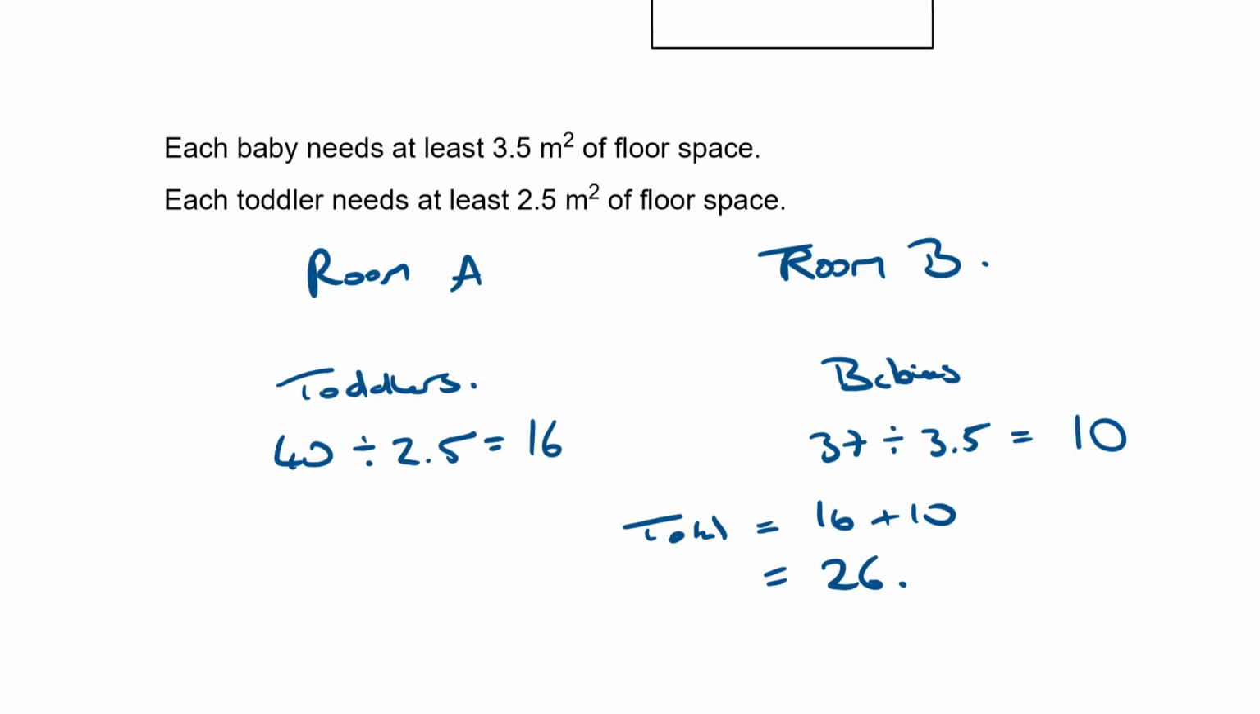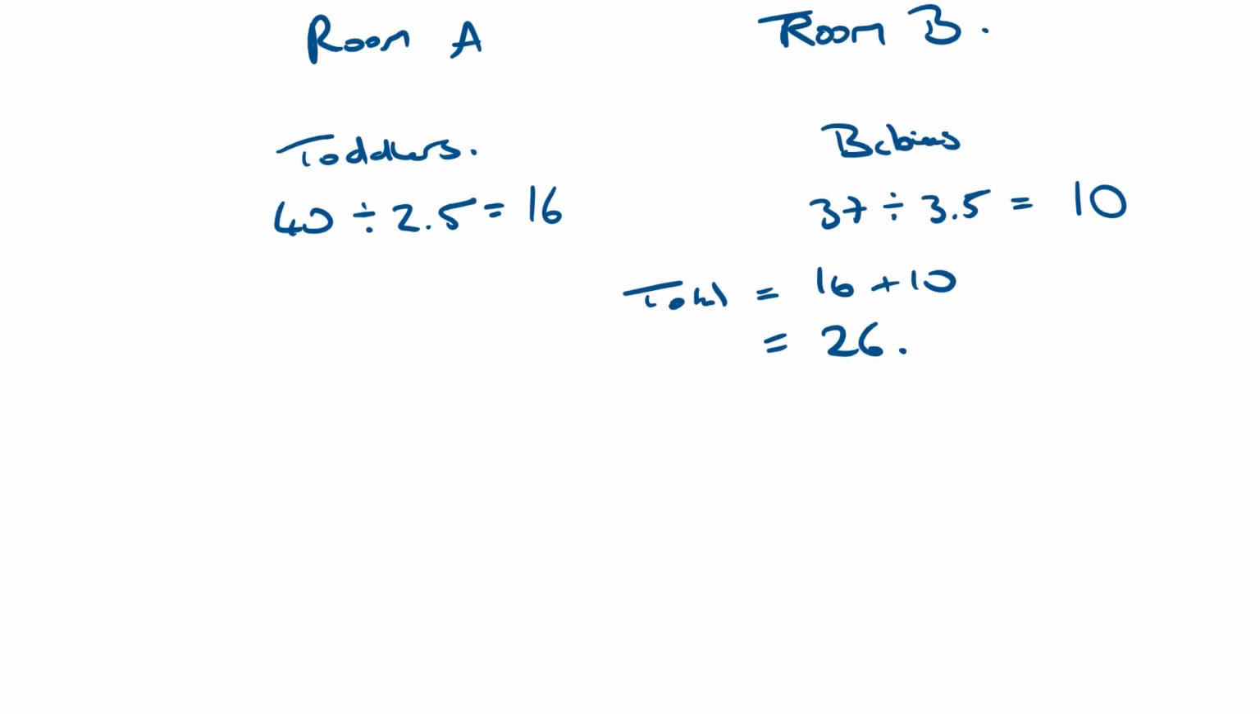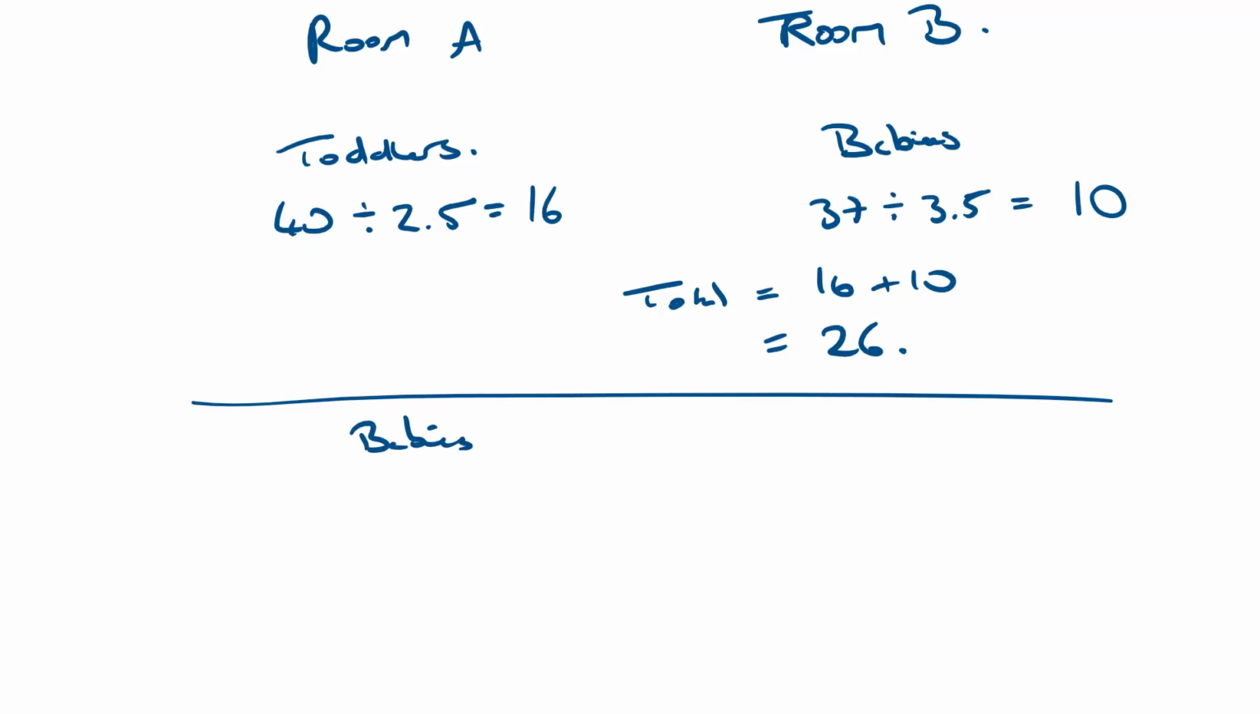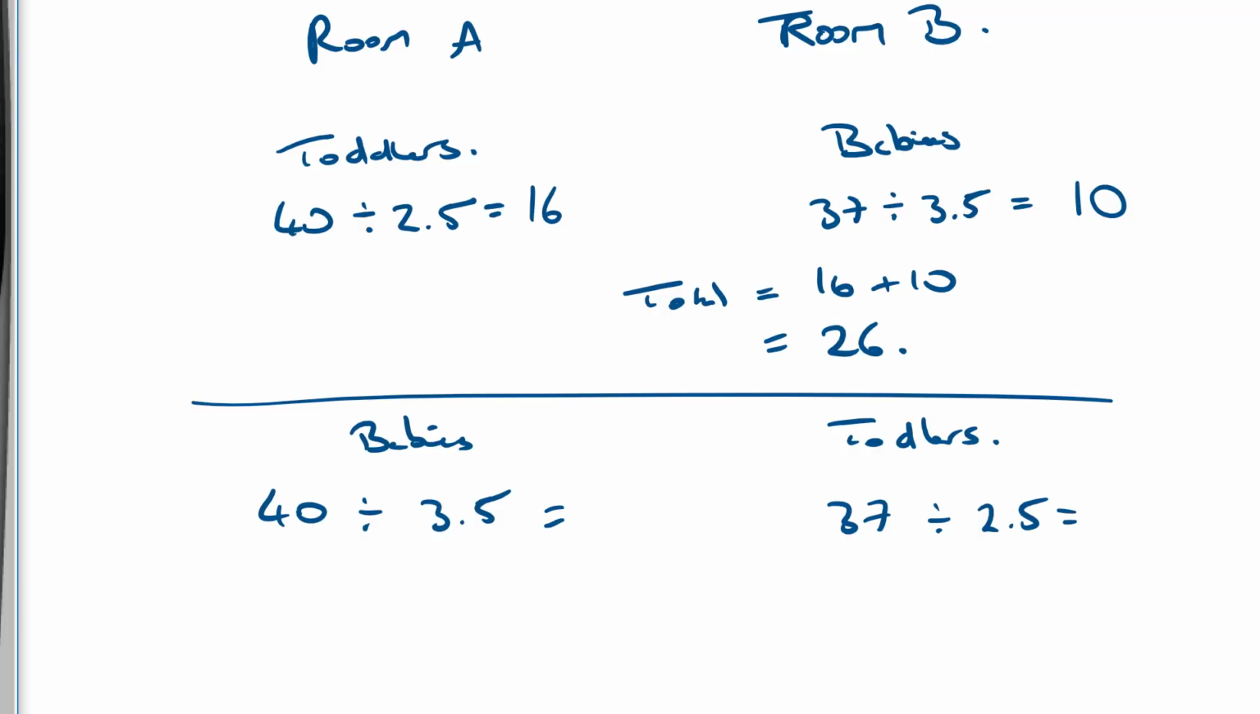Okay, so let's try doing it the other way around now. So that was toddlers and babies. So let's try it the other way around. So if I put babies here and toddlers on this side, this time I'm going to be dividing 40 by 3.5, and I'm going to be dividing 37 by 2.5. The other way around, aren't we? Okay, so again, reaching for the calculator. 40 divided by 3.5 gives me, again, it's a fraction, 11.4. Again, I can't divide babies up like that. So I'm going to have to round it down to 11.